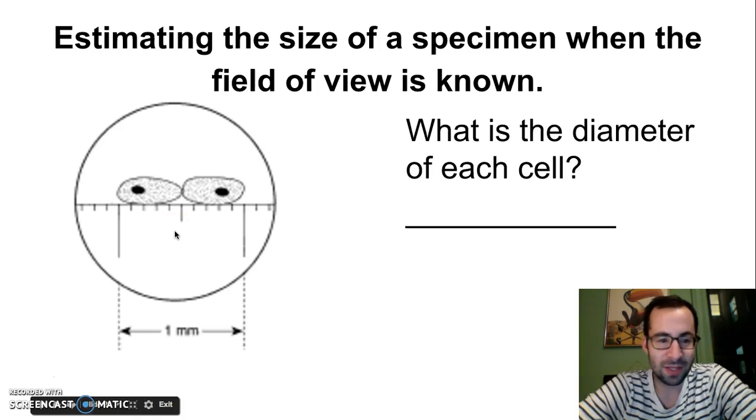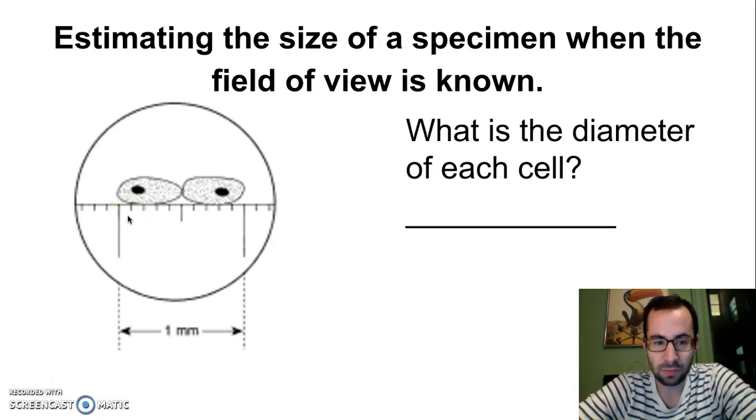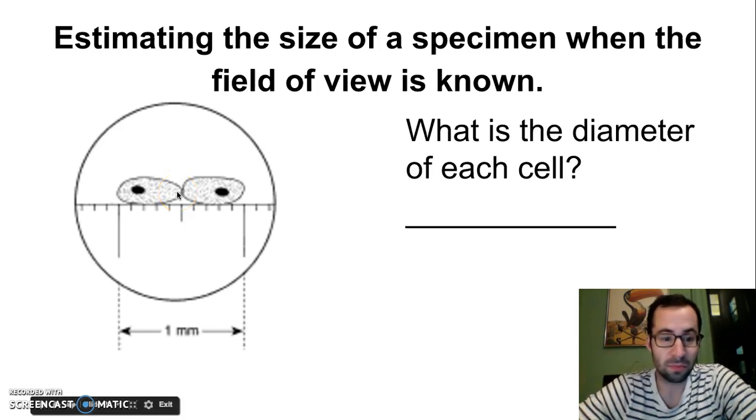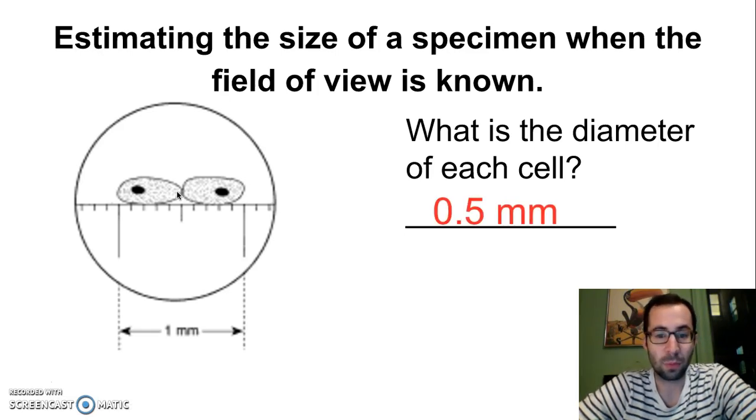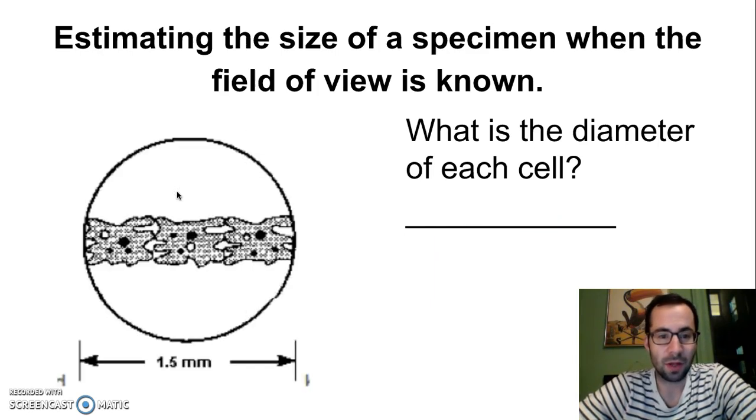But what is the size of one of these cells? Well, two cells are 1 millimeter, so what's one cell? Well, half of 1 millimeter is 0.5. 0.5 millimeters, or 500 micrometers. All right, try this one.